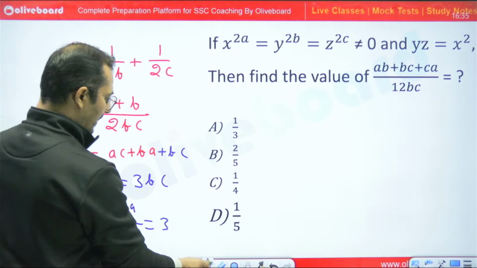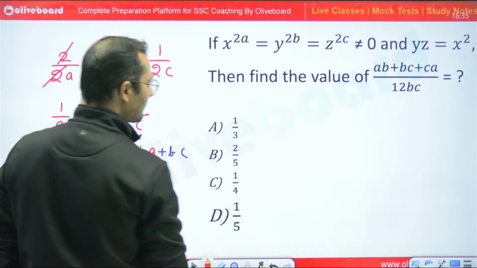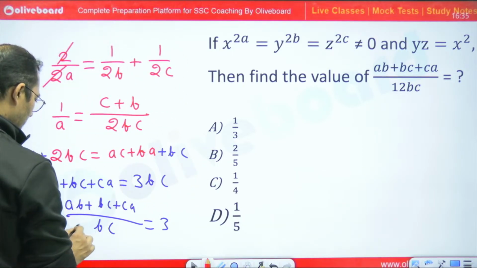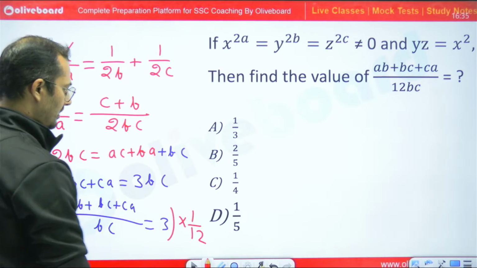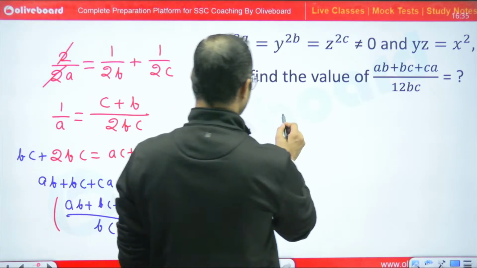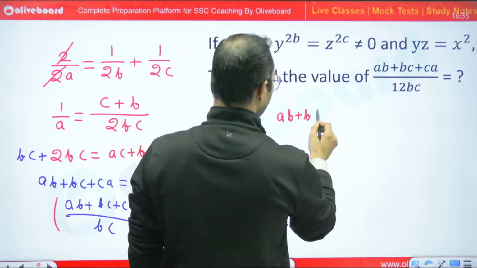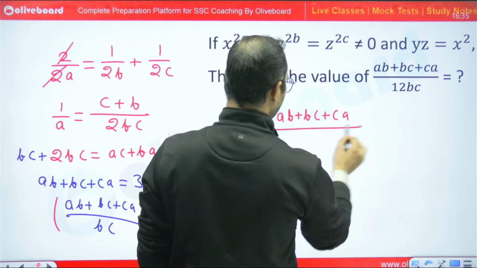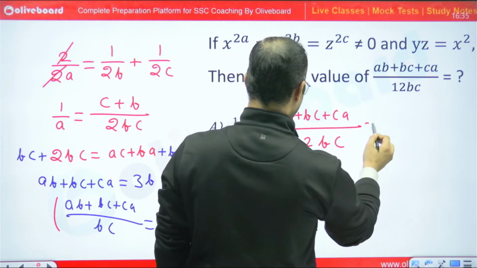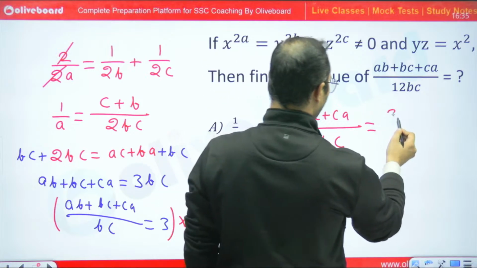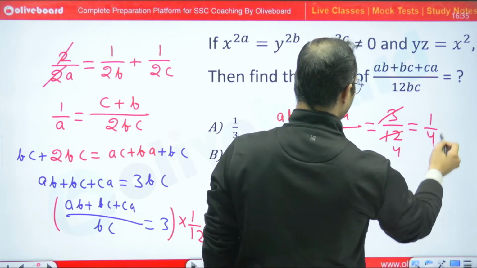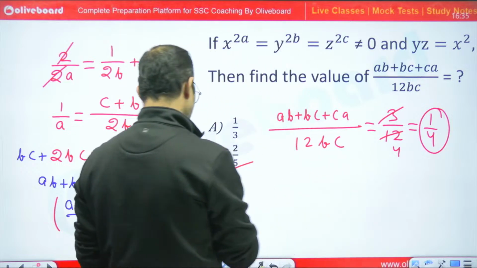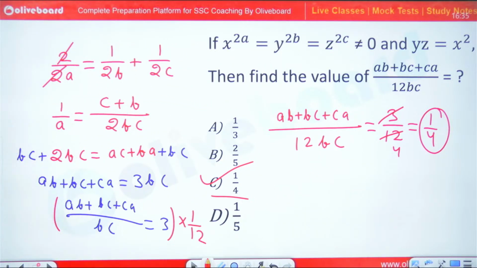So just multiply both sides by 1 by 12. So I will get AB plus BC plus CA divided by 12 BC would be equal to 3 by 12, right? 3 by 12, so by 3 it is cancelled 4 times. So 1 upon 4 is the right answer. So the C part is the right answer. Yes, C is the right answer.